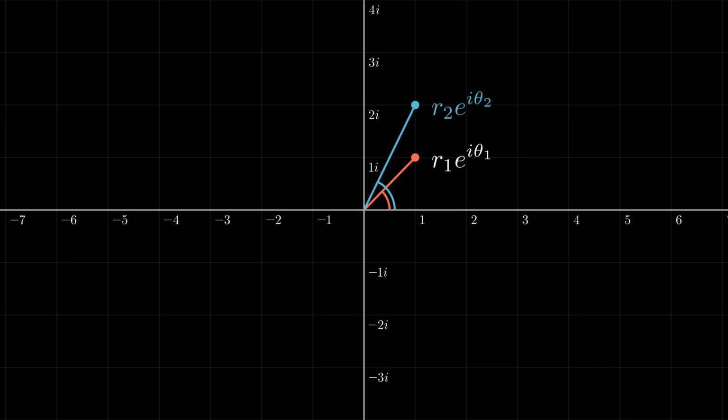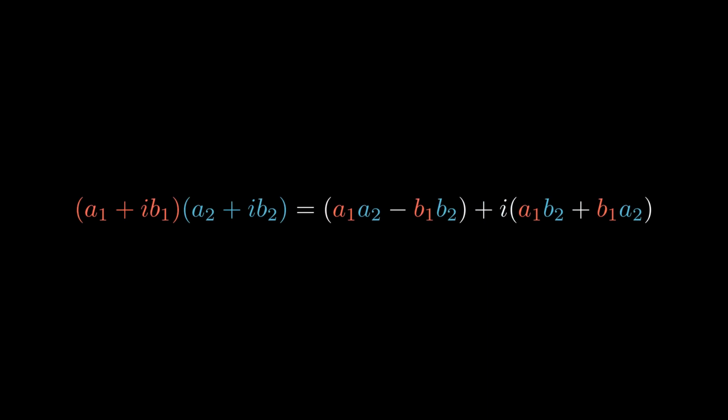Two complex numbers can be multiplied by summing their angles and multiplying their amplitudes. Of course, we can also multiply two numbers by unfolding while remembering that i squared equals -1.